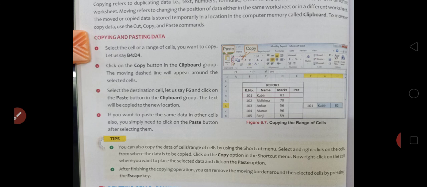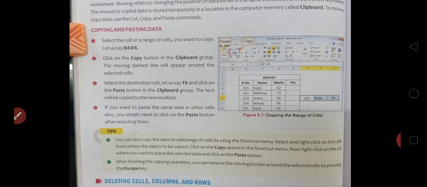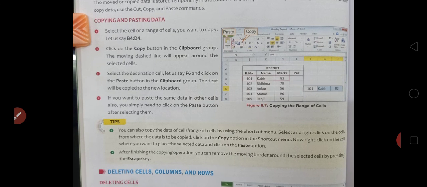Now children, tip: you can also copy the data of a cell or range of cells by using the shortcut menu. Right-click on the cells from where the data is to be copied. Click on the Copy option in the shortcut menu. Now right-click on the cells where you want to place the selected data and click on the Paste option. Now children, after finishing the copying operation, you can remove the moving border around the selected cells by pressing the Escape key.